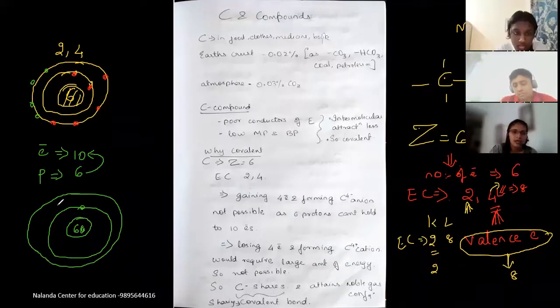I'm going to draw the electrons. 1, 2, and 1, 2, 3, 4 are already there. Now, what can carbon do? It can also lose 4 electrons in order to attain stability. In that case the 8 electron configuration can be fulfilled. It can go ahead and lose the electrons. But will the 6 protons allow the electrons to be lost? No. It is energetically not feasible.